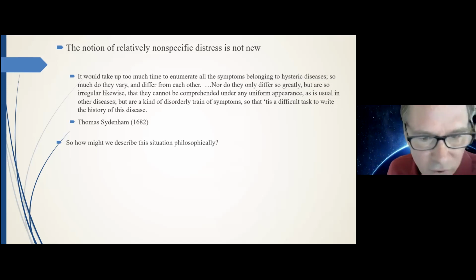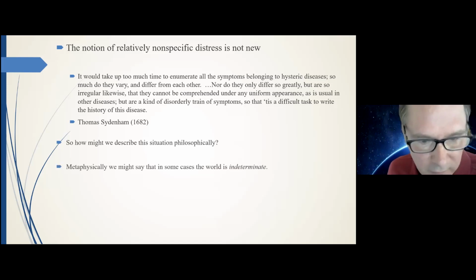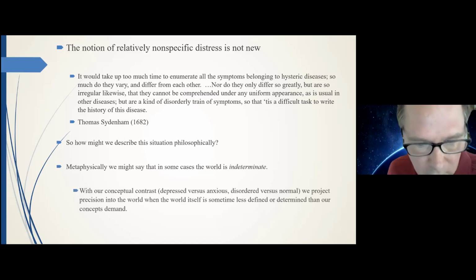So how might we describe this situation philosophically? Metaphysically, we might say that in some cases the world is indeterminate. And with our conceptual contrasts, like depressed versus anxious or disordered versus normal, we're projecting precision into the world when the world is sometimes less defined or determined than our concepts demand.